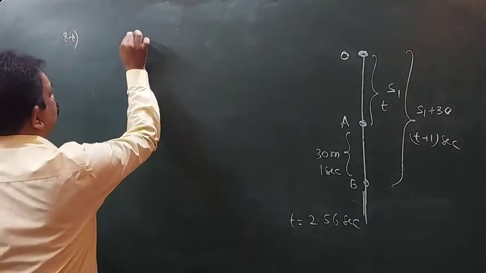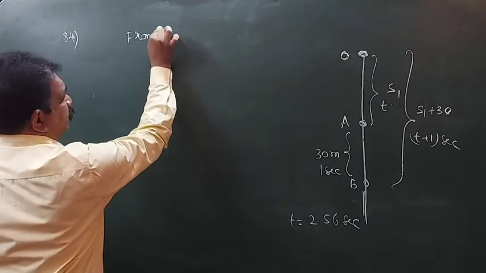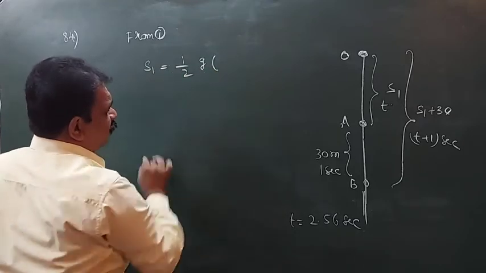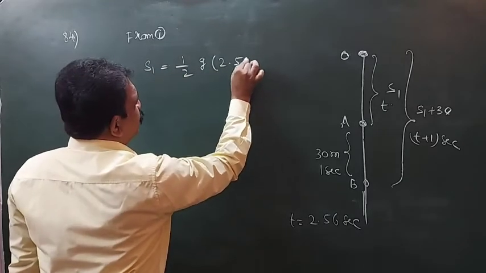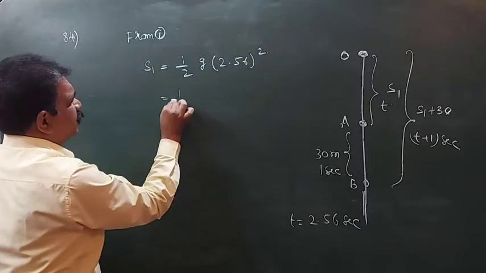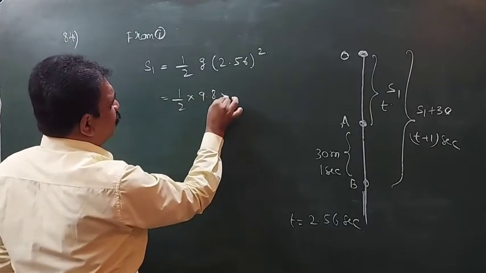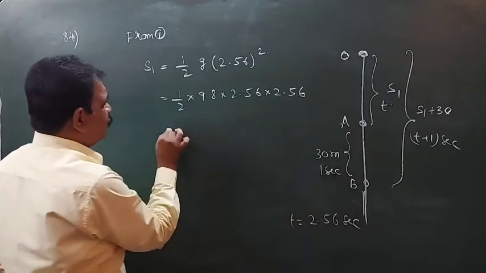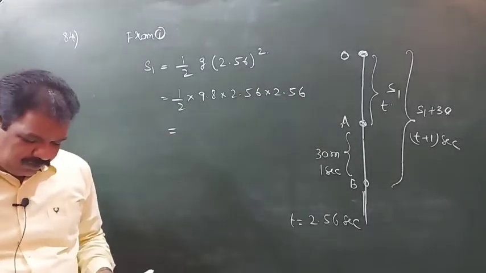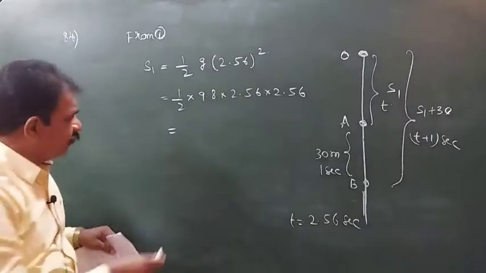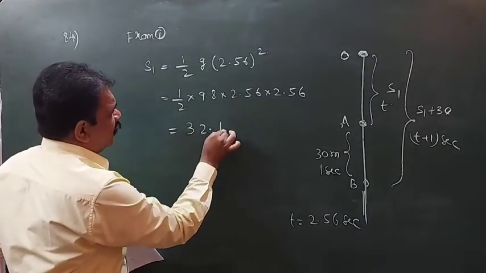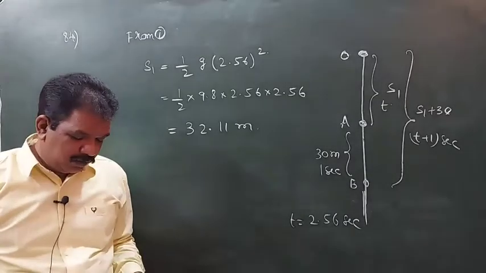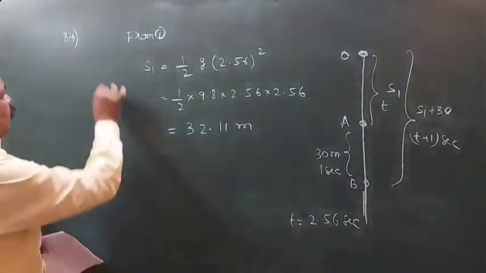From equation 1, S1 is equal to 1 by 2 g into 2.56 whole square. 1 by 2 into 9.8 into 2.56 into 2.56. If we calculate this value, it is 32.11 meters. So question 84, first option.